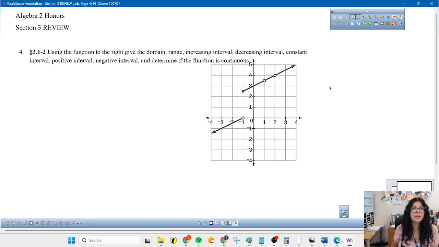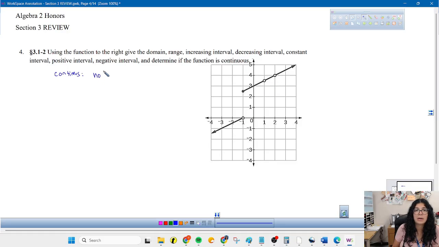Number 4, using the function to the right to give the domain, range, increasing, decreasing, constant, positive, negative, and determine if it's continuous. Well, let's start with continuous. If it's continuous, that means that it would not have any breaks in the graph at all. We have a jump here that is a complete break, and we also have a bunch of holes in the graph. So no, this is not continuous, okay?